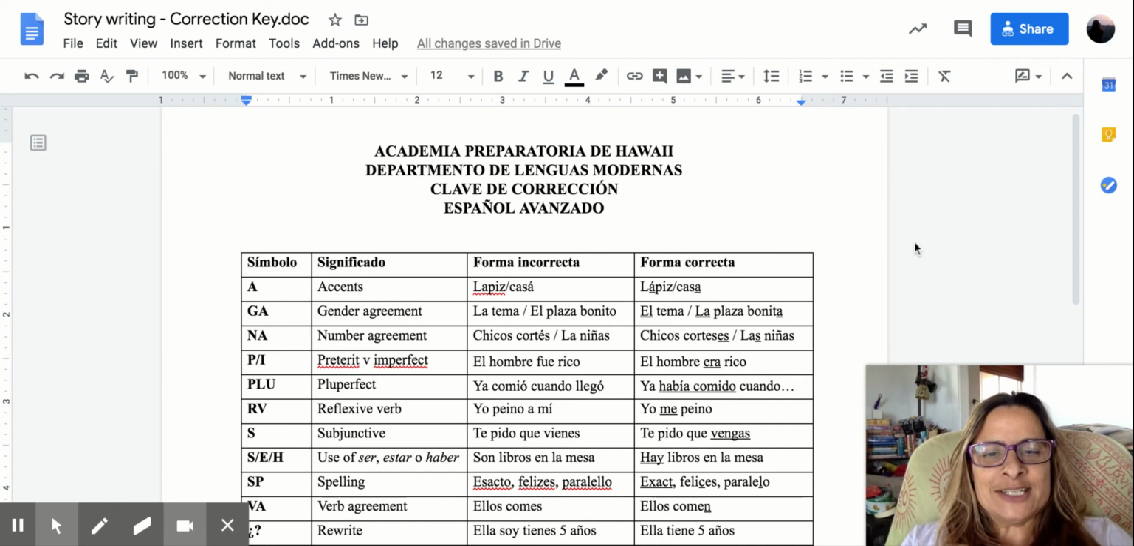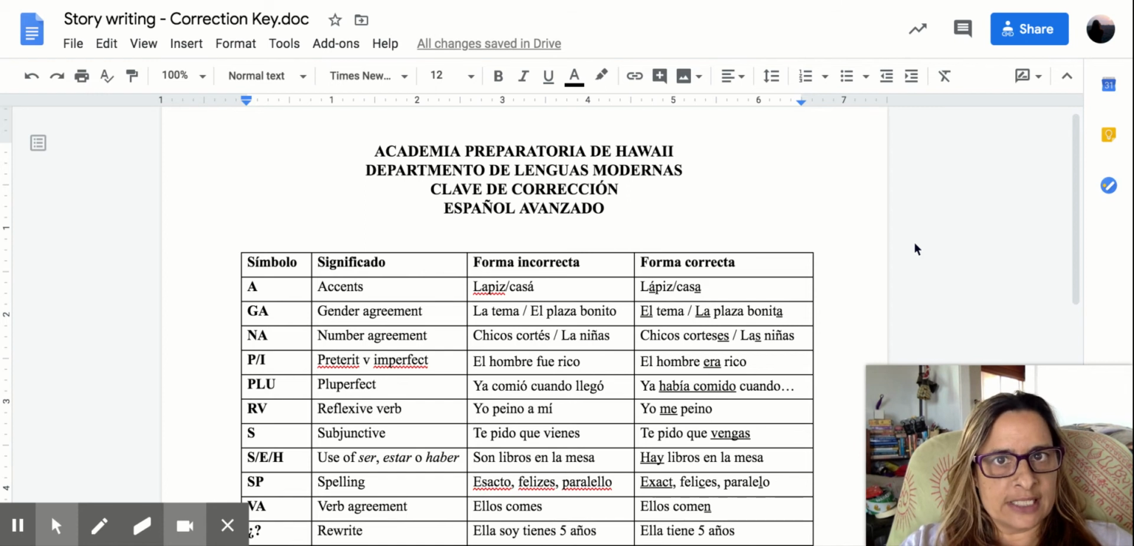Hola, chicos. We are getting awfully close to the end of the school year. The class that I'm teaching you today is how I am correcting your written work. Instead of just making the corrections for you and having it be a passive learning experience, I am using what is called a clave de corrección, or a correction key, to use symbols to indicate what your mistakes are.